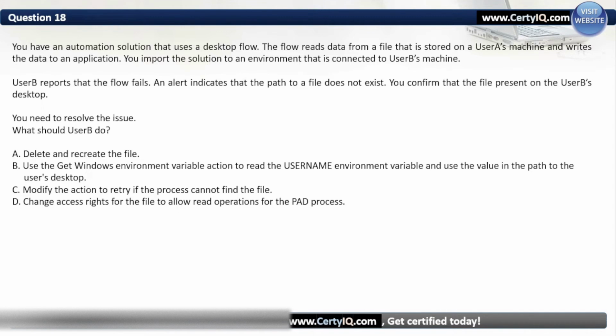Question 18. You have an automation solution that uses a desktop flow. The flow reads data from a file that is stored on user A's machine and writes the data to an application. You import the solution to an environment that is connected to user B's machine. You confirm that the file is present on user B's desktop. You need to resolve the issue. What should you do? The correct option is D. Change access rights for the file to allow read operations for the PAD process.